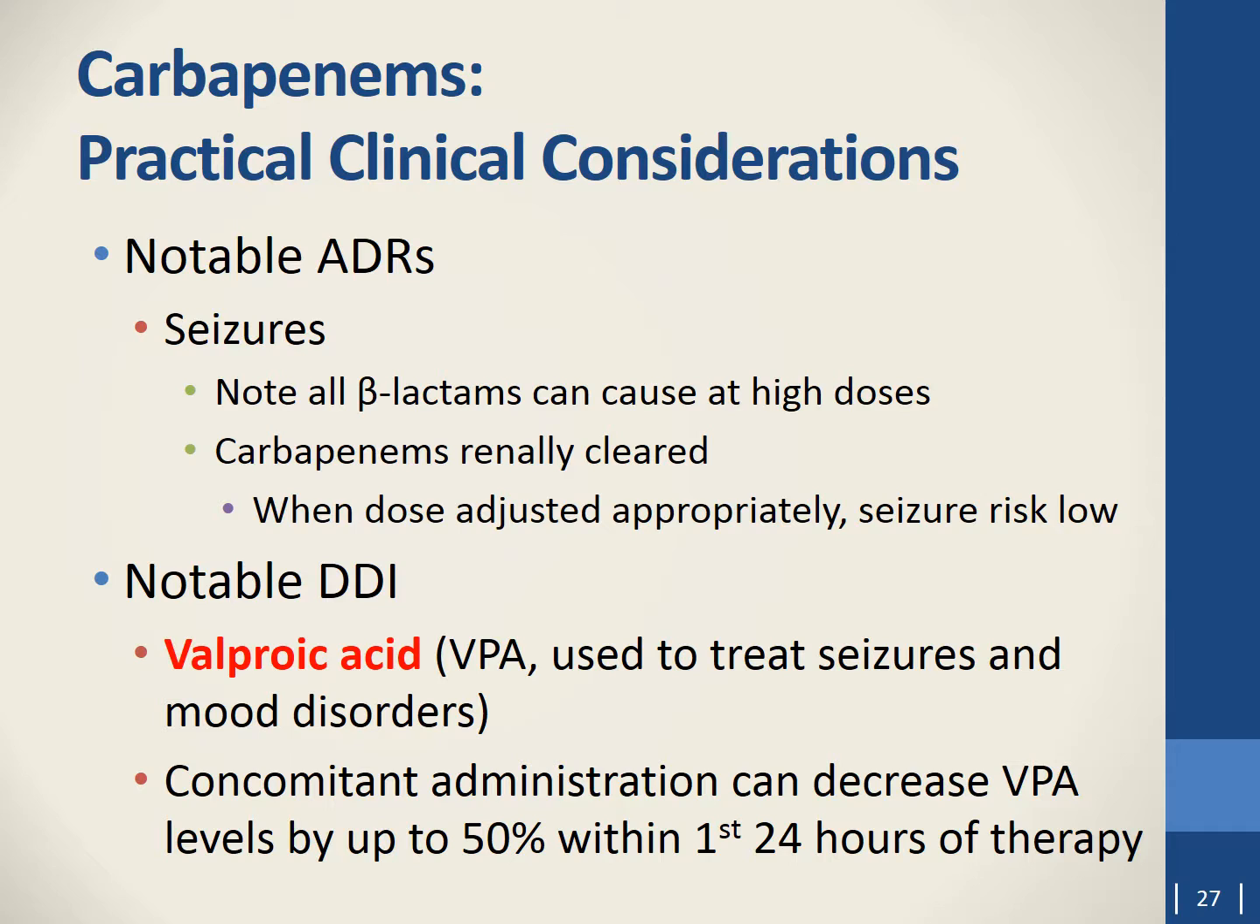One notable drug interaction that I like to point out, because it is a very acute drug interaction, is one with valproic acid. So VPA can be used to treat seizures or mood disorders, and if you give somebody who's on VPA a carbapenem, that can actually decrease their VPA levels by up to 50% within the first 24 hours of duplicate therapy. So it's not a contraindication, but it's something that we would definitely want to communicate with the right team who's managing that valproic acid to make sure we don't have patients have seizure symptoms.